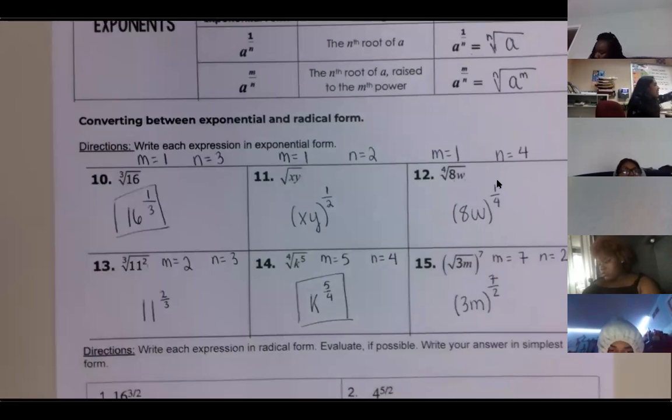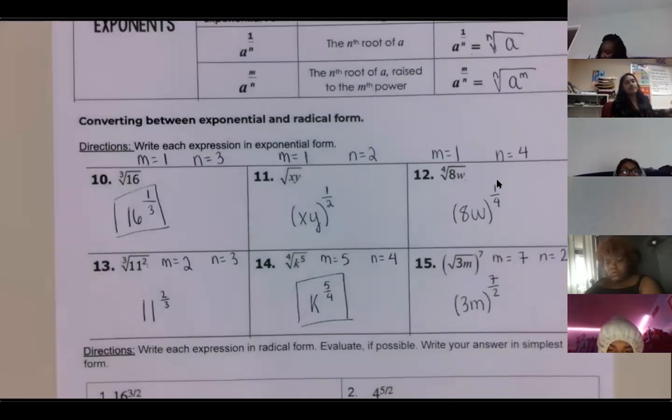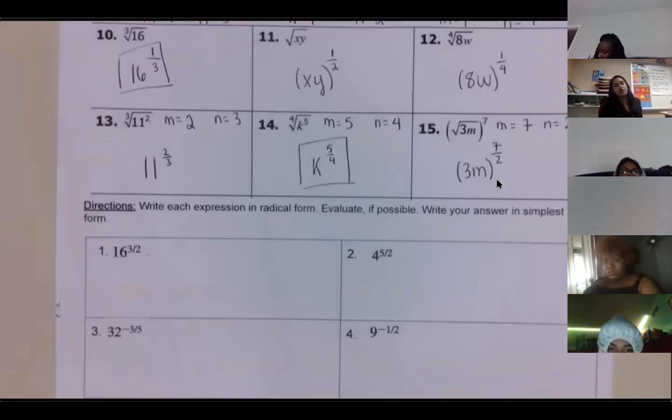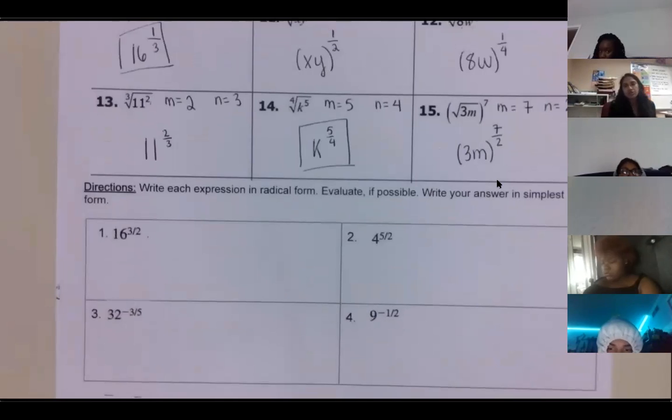All right, now we're gonna go the other way. So they're gonna give us an exponential form and we have to switch it back to a radical, and we have the extra step of evaluating it. So we have to figure out if we can simplify it if possible. So let's look at number 1, 16 to the 3/2.